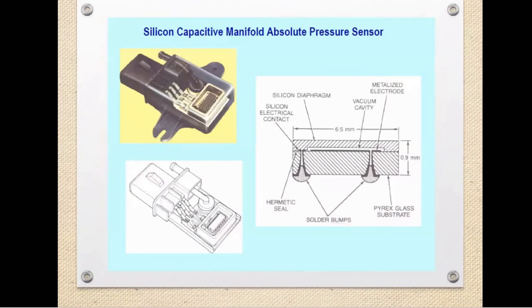All silicon capacitive manifold absolute pressure sensor. So we need to monitor what is happening with these things, so that we will be able to control everything from a button or from a remote also. This is the structure of the silicon capacitive manifold absolute pressure sensor. So I'm just showing you the different types of applications.